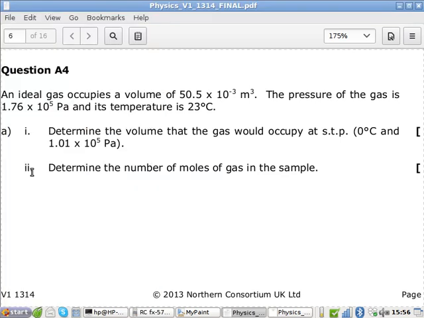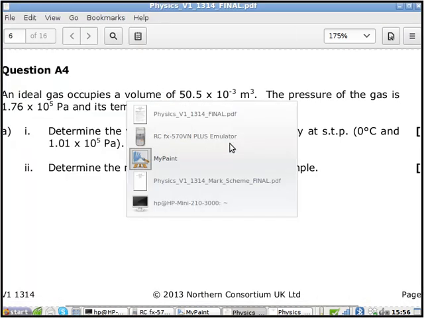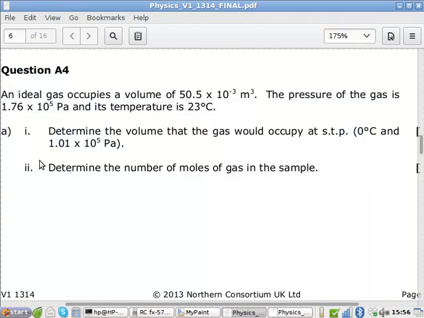Yeah, and then it's all over RT. Shift 727. Thank you. Shift 727. And then the temperature is 23 plus 273.15, roughly. So the N is 3.61. So you use the 1.76 pressure. Yep. Now for the first part though, I've done the second part first.